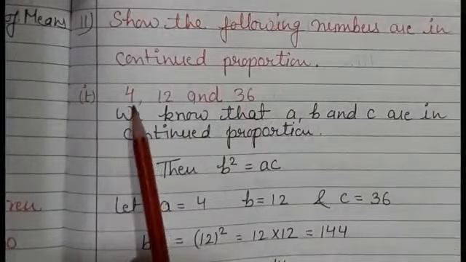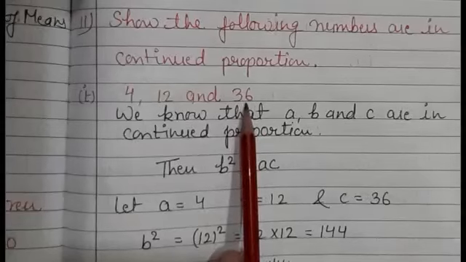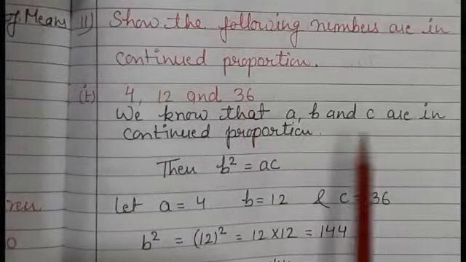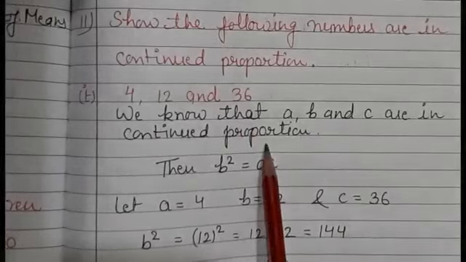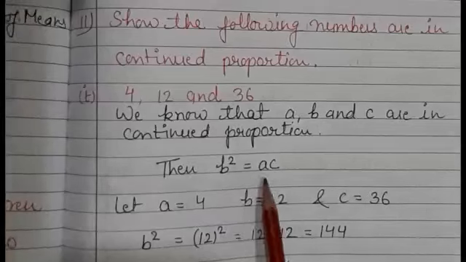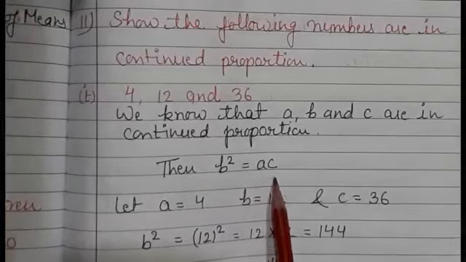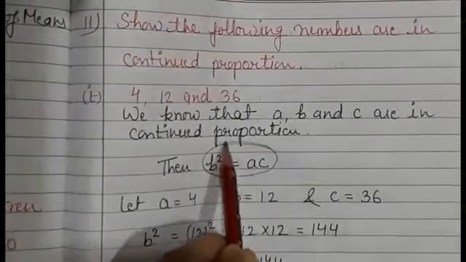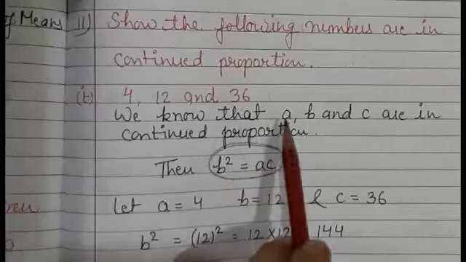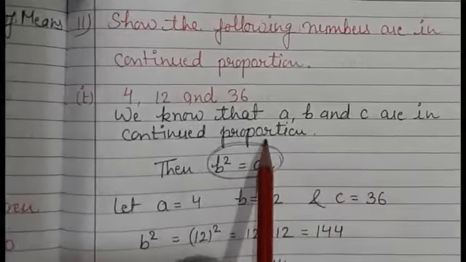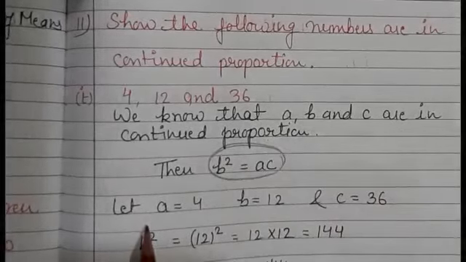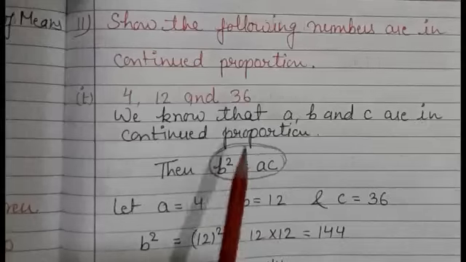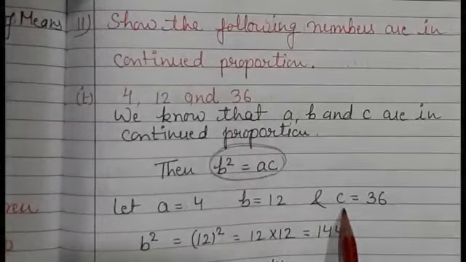Sum number 11. Show that the following numbers are in continued proportion. First part: 4, 12 and 36. We know that if A, B and C are in continued proportion, then B square is equal to AC. This relation I told you, B square is equal to AC when A, B, C are in continued proportion. So here we have to let 4 as A, 12 as B and 36 as C.